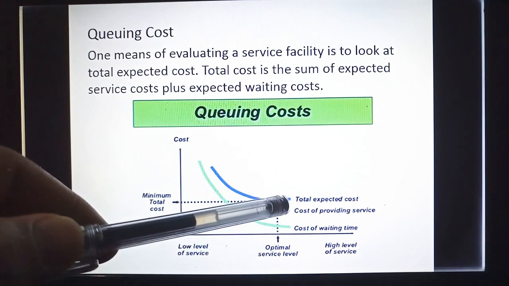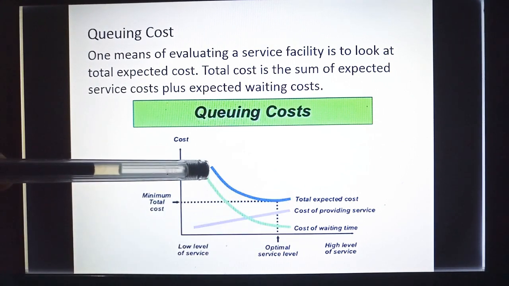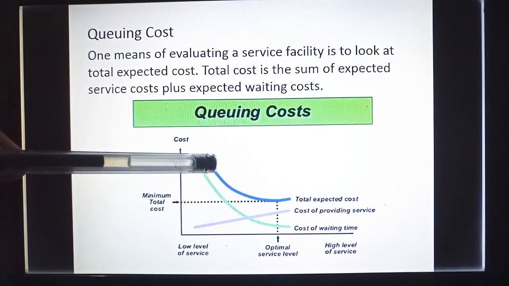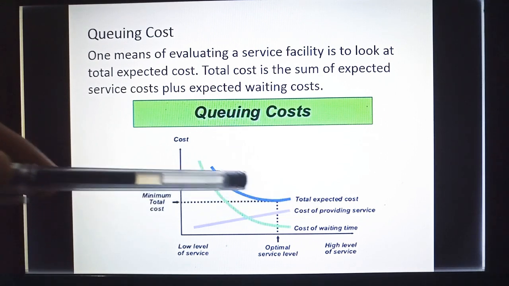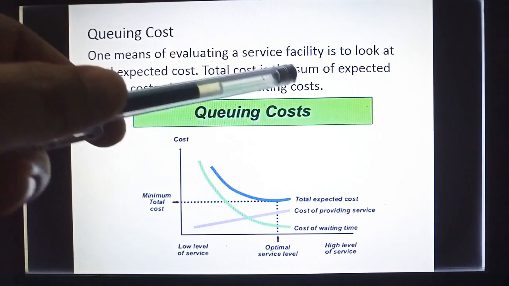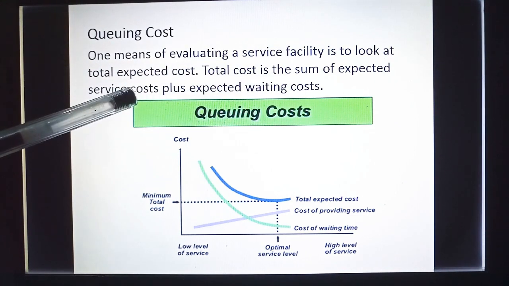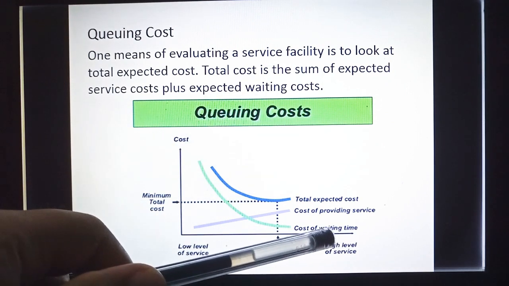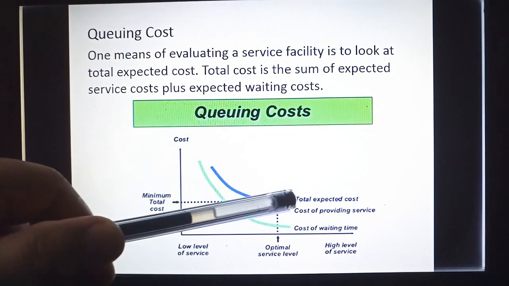So at this particular point, if you have noticed, this blue line will lessen the cost if we have improved the service. So the total cost is the sum of expected service cost plus expected waiting cost. This is the waiting time and then the service, so that is the total expected cost.